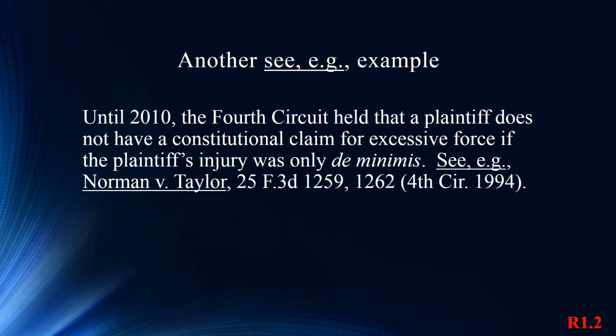Let's look at one more CEG example. Until 2010, the Fourth Circuit held that a plaintiff does not have a constitutional claim for excessive force if the plaintiff's injury is only de minimis. There is a CEG to Norman versus Taylor. Again, the citation supports the proposition in the sentence, and although multiple cases state the same thing, listing just a citation to Norman is sufficient.